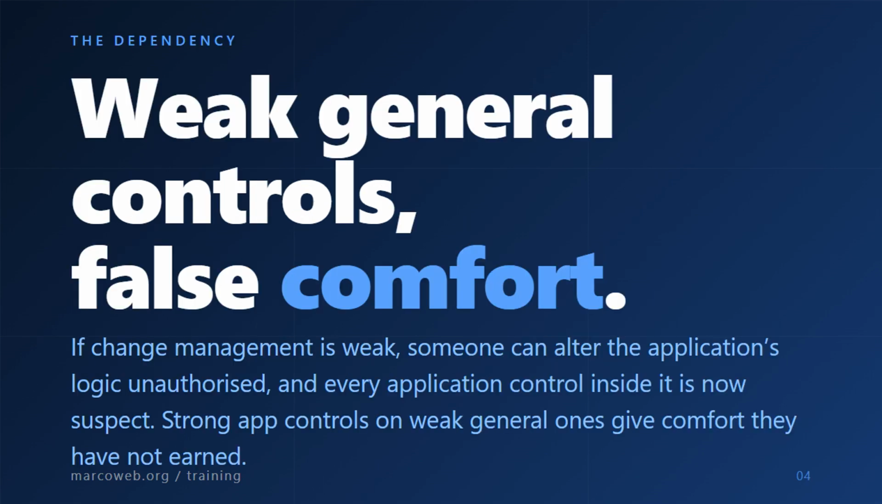And the dependency runs one way. If change management is weak, someone can alter the application's logic without authorization, and every application control inside it is now suspect. So strong application controls sitting on weak general controls give false comfort. When a question asks you to tell them apart, application controls are specific to a process and assure its transactions, general controls are pervasive and assure the environment.